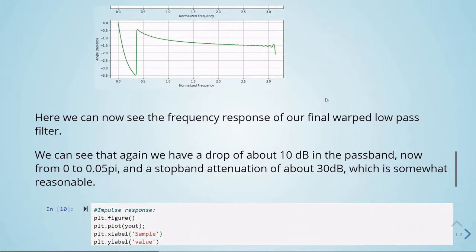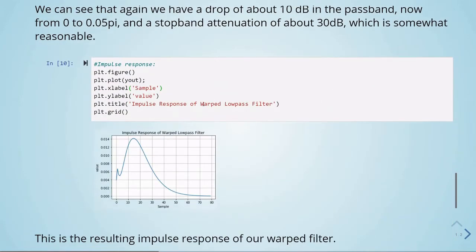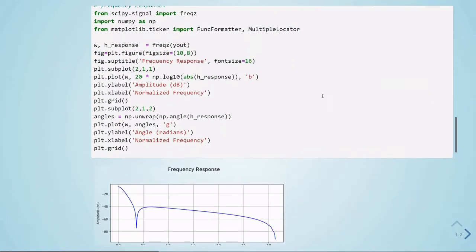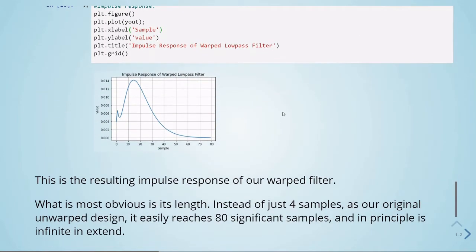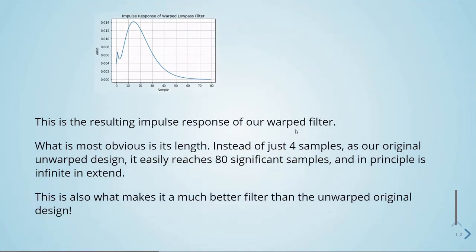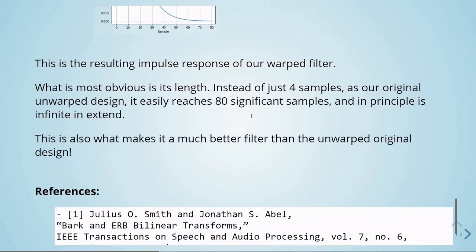We can see the impulse response of this filter here if we plot the y out, we compute it from here, and it looks like this. This is the resulting impulse response of our warped filter. What is most obvious is its length. Instead of just 4 samples as our original unwarped design, it easily reaches 80 significant samples, but it's in principle infinite in extent. So this is also what makes it a better filter than the unwarped original design.